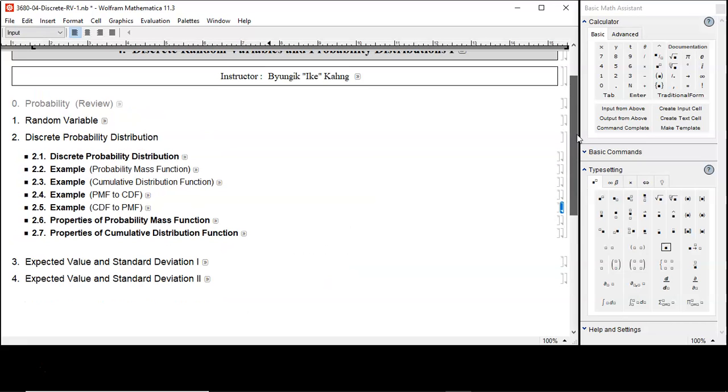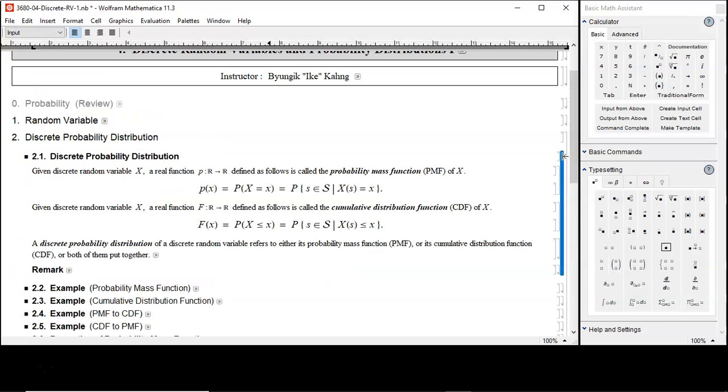So what did you do so far? We discussed what is PMF, went through some examples, went through CDF, went through some examples. That was a bit harder. And then conversion. When PMF is known, how to find CDF. We did that. And vice versa. If you know CDF, how to find PMF.